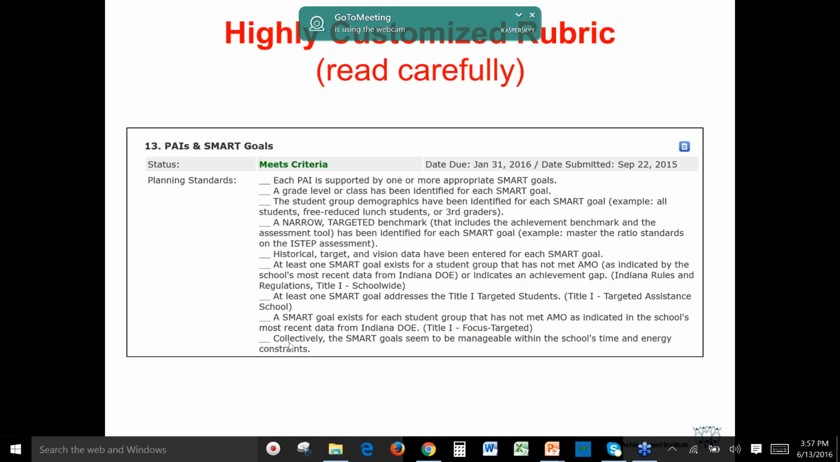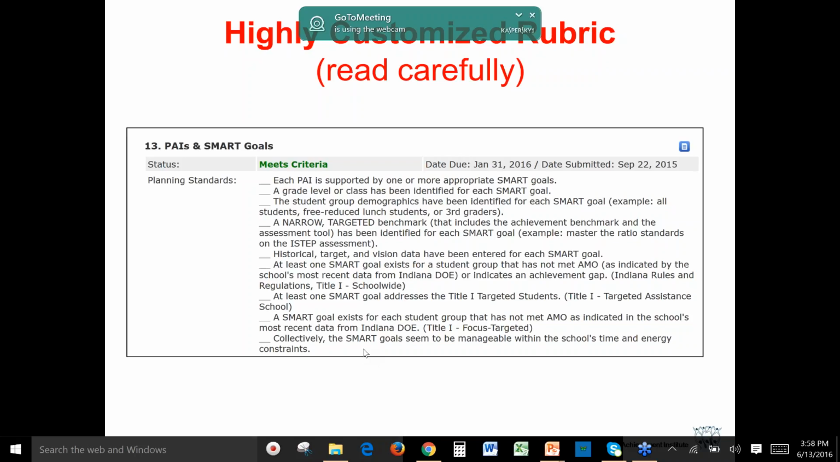And then finally, and this is kind of a judgment call on our part, we're looking collectively at whether the SMART goals seem manageable within the school's time and energy constraints. Sometimes schools get over-enthusiastic at this point, and they'll have 4 gazillion SMART goals, and we'll think, oh my gosh, there's no way. What we want to make sure you do is to not stretch yourself so thin that nothing happens very well. So Tina may call you and say, you have 4 million SMART goals. Have you really thought about this? Are you really sure you have the time and energy? We're not going to tell you to take them out, but we're going to push a little bit if we think you're overextending yourself.